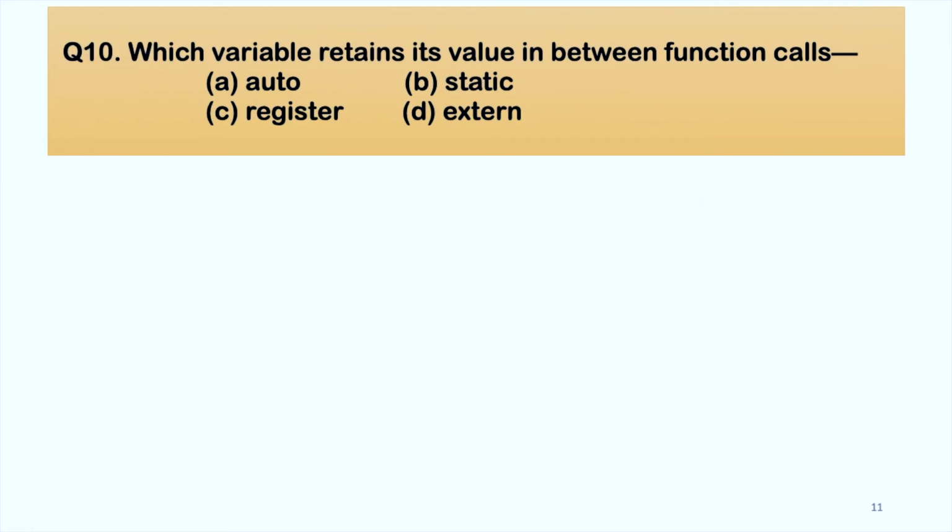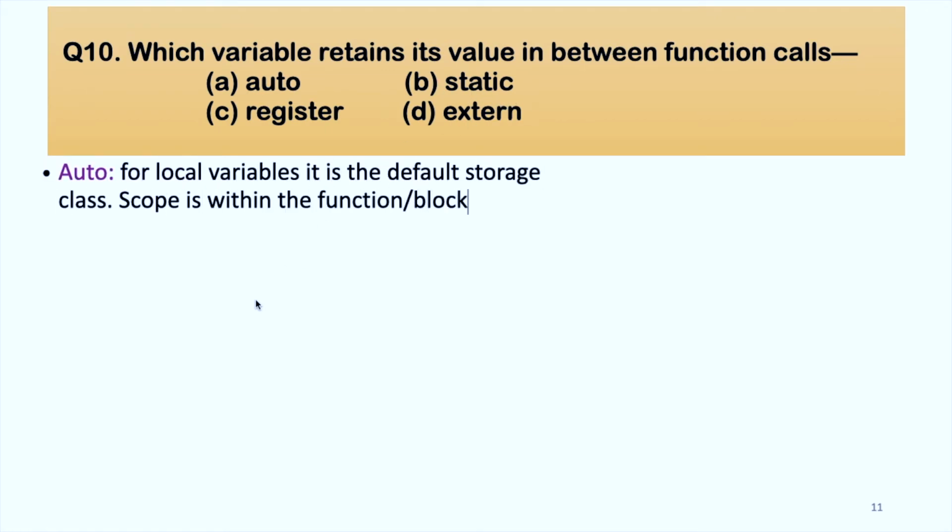Going to the next question, again from storage class. Which variable retains its value in between function call? Auto, static, register and extern. We know that a global variable retains its value throughout different function calls, and for a global variable the storage class is static. So the answer will be static, but we will also see some example.